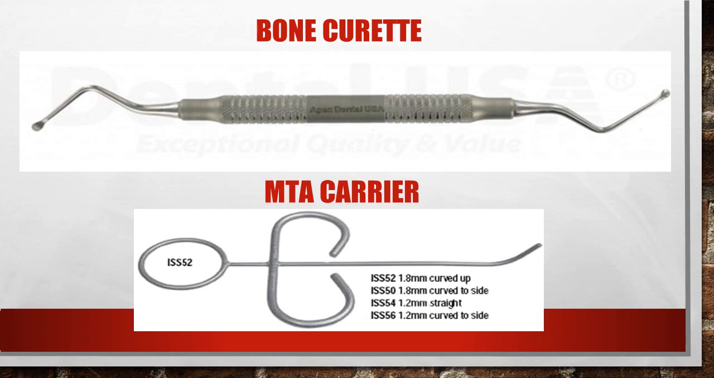The one on the top is the bone curette. This is used to remove all the granulation tissue and to scrape off all the necrotic slough which is generated during the procedure or as a result of the infection.